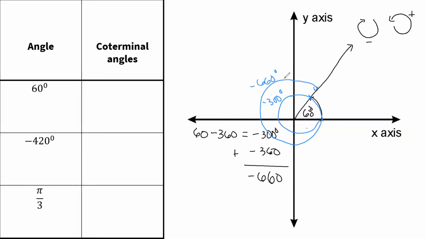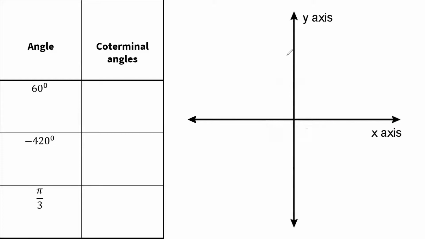So again, to find the coterminal angles of a particular angle, all you have to do is add or subtract 360 degrees if the measure of the angle is in degrees. So some of the coterminal angles of 60 degrees are 420 degrees, 780 degrees, 1140 degrees, negative 300 degrees, negative 660 degrees, and negative 1020 degrees.